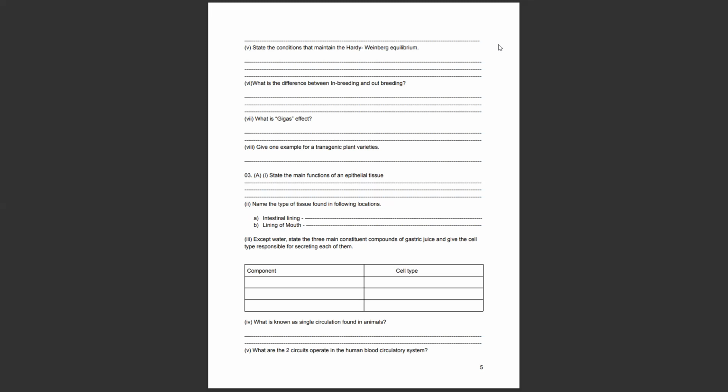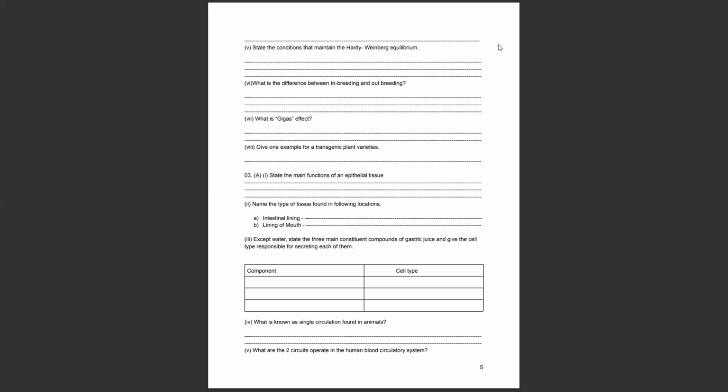That is due to the Gigas effect, right? Increase in plant organs caused by large number of copies. 1 mark. Then next one, Roman number 7, give one example for transgenic plant varieties, right?